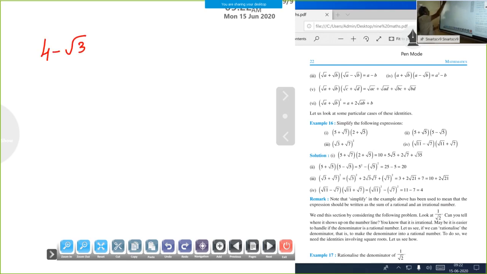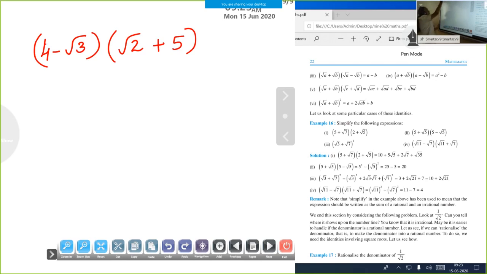Simplify (4 minus root 3) into (root 2 plus 5). Multiply them. Here also there are no identities we can use. (a plus b) the whole square is not there, (a minus b) the whole square is not there, and for (a plus b) into (a minus b), the terms are different. We can't use those three identities. Simply open the bracket. You know how to open the bracket.